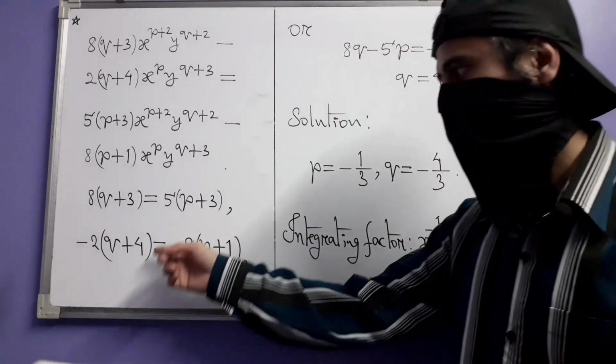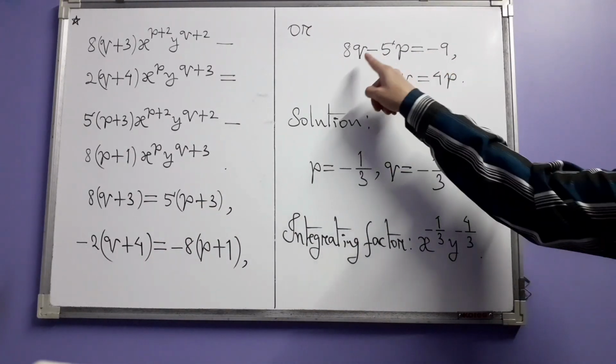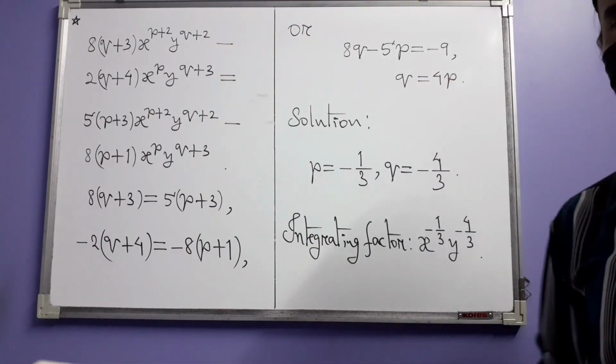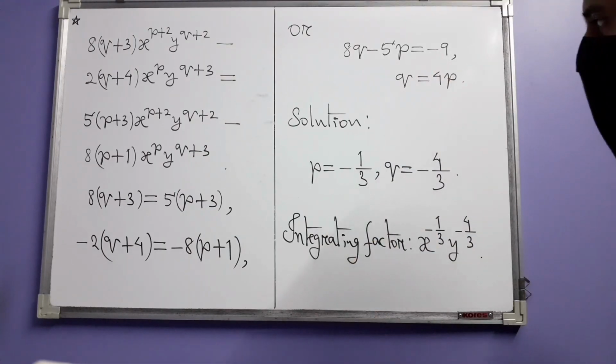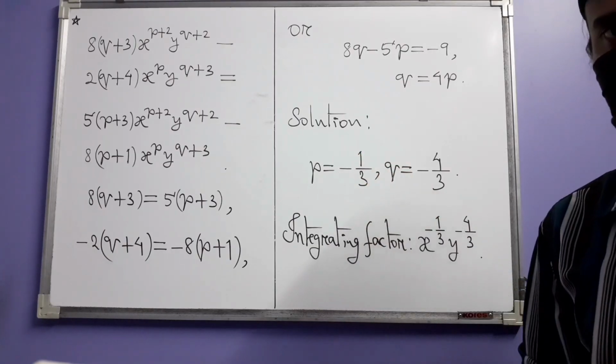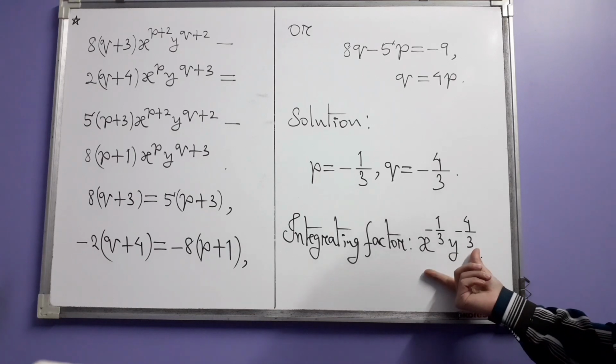And then simplifying these equations a little bit, you get these two. 8q minus 5p equals minus 9 and q equals 4p, which if you solve, you get these values. p is minus 1 over 3 and q is minus 4 over 3. So this is an integrating factor.